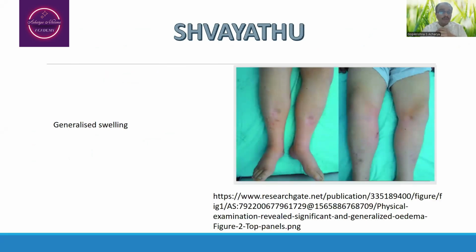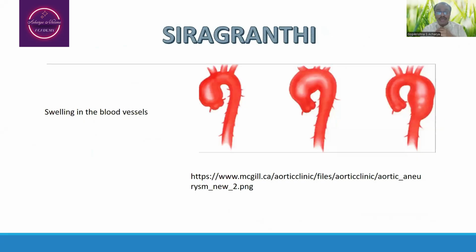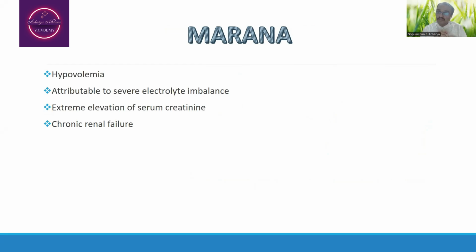Shvayathu, there may be a possibility of either localized or generalized swelling. Probably this can be attributed to hypoproteinemia. Mamsashosha, extreme emaciation. Siragranthi, that is the trauma to the aorta, etc., wherein there may be a possibility of erosion of the bones also. Marana, death also may be possible. This can be attributed to either hypovolemia, severe electrolyte imbalance, elevation of serum creatinine or chronic renal failure. These are the other modes of death that may be possible when Mamsavaha Srotas is injured.